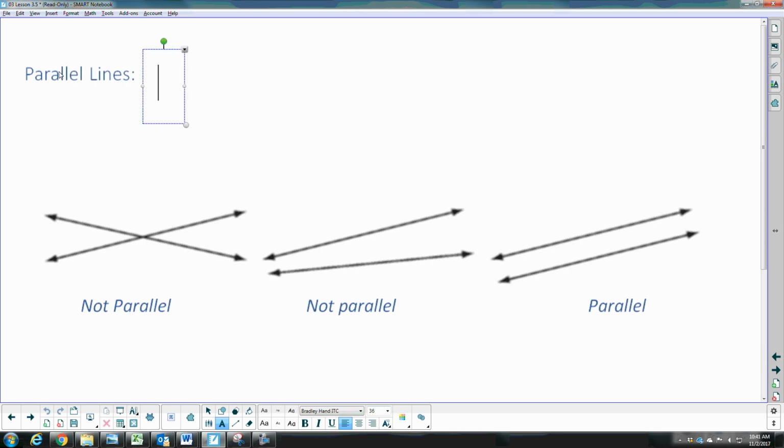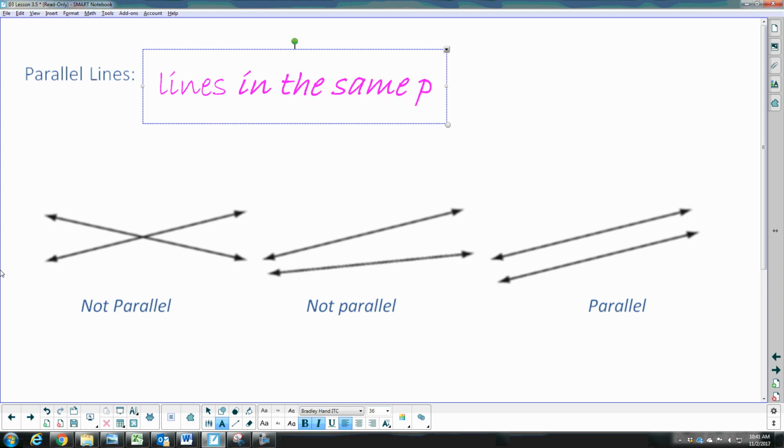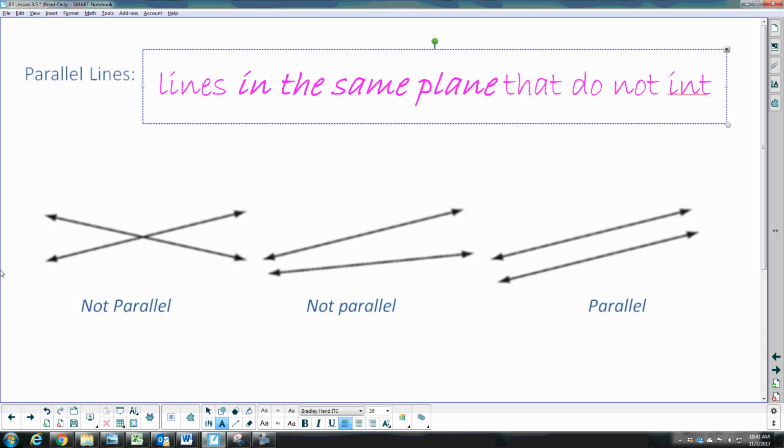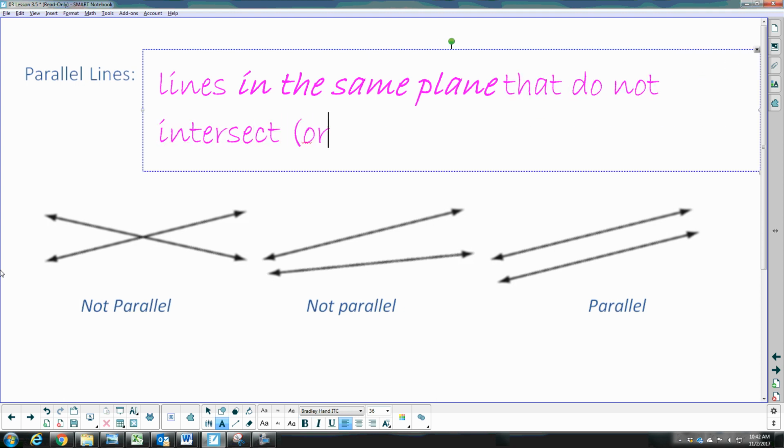So we've defined this before in chapter 1, but parallel lines are lines in the same plane. They have to be in the same plane that do not intersect, or will never intersect.